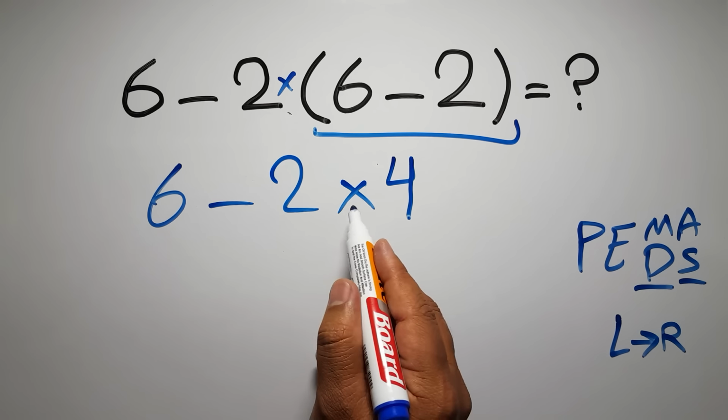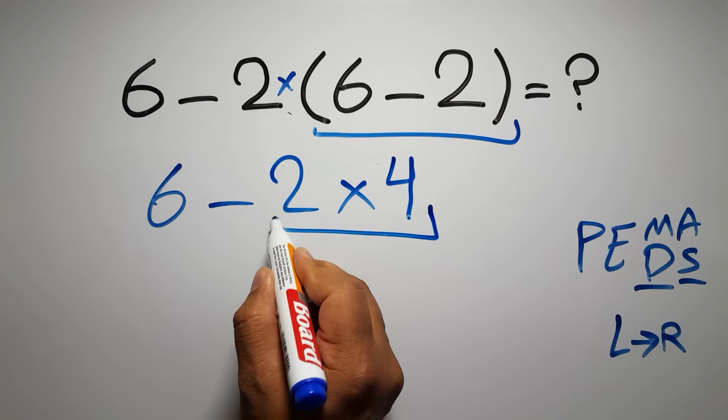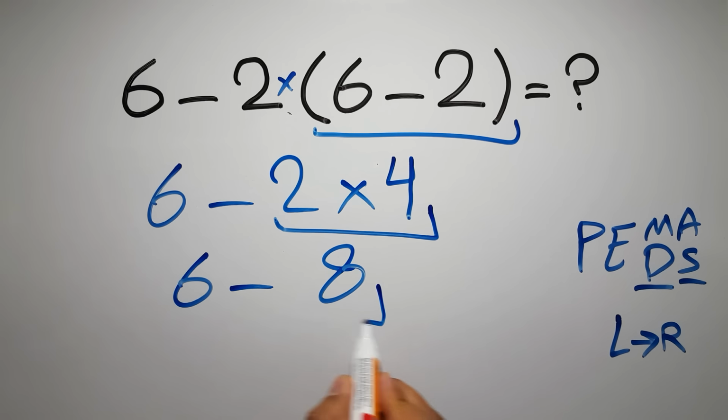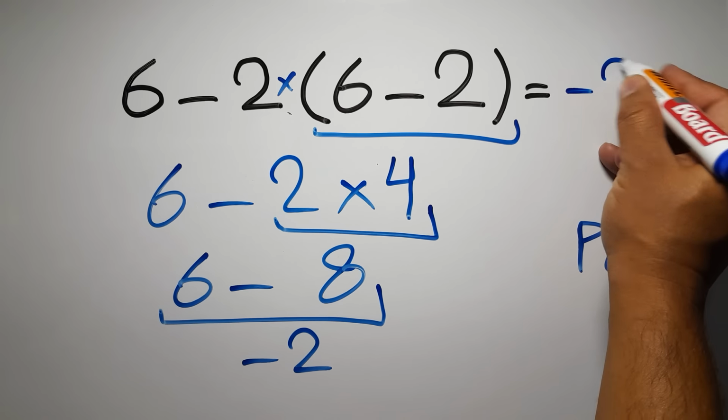So here first we do this multiplication. 2 times 4 gives us 8. So we have 6 minus 8, which equals negative 2. And this is our final answer to this problem. The correct answer is negative 2.